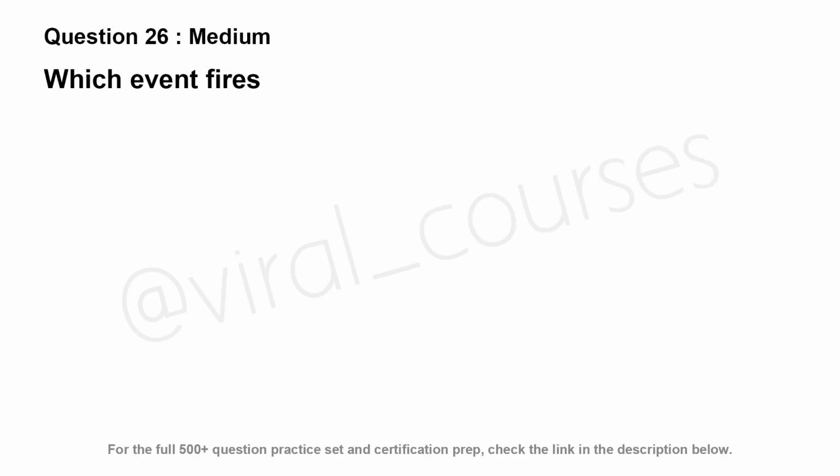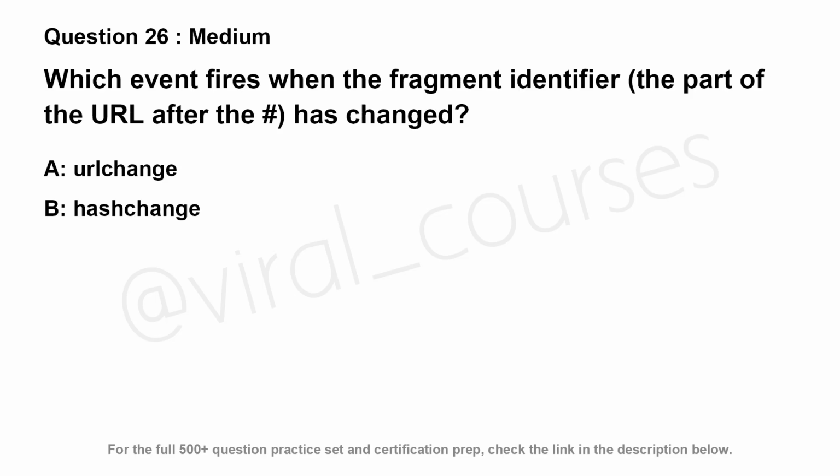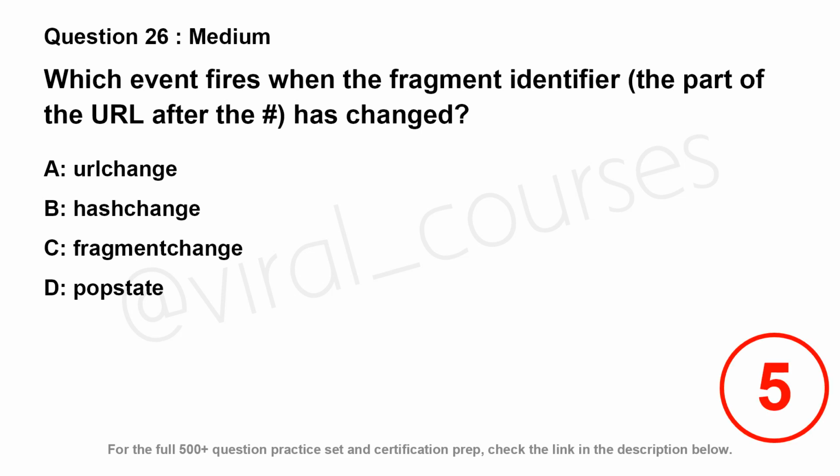Which event fires when the fragment identifier, the part of the URL after the hash, has changed? Option A. urlchange. Option B. hashchange. Option C. fragmentchange. Option D. popstate.